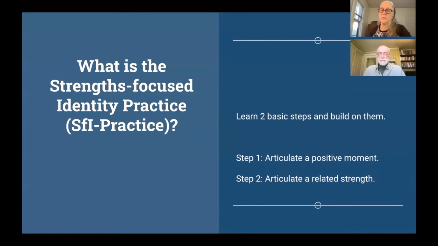So the two steps, and we'll talk about building on them later on, are step number one, articulate a positive moment. Let's get at this multisyllabic word, articulate. What does that mean? It means find the words for. There are a number of ways to find the words. You can find the words in the quiet of your own mind. You can speak the words to another or others. You can write the words in a journal, and you'll do all of those in this course. So articulate means find words for in any way.